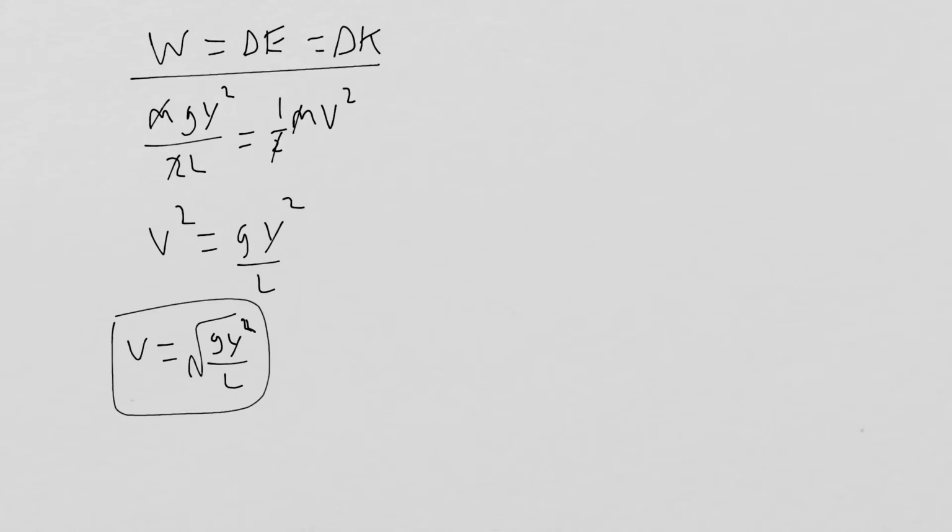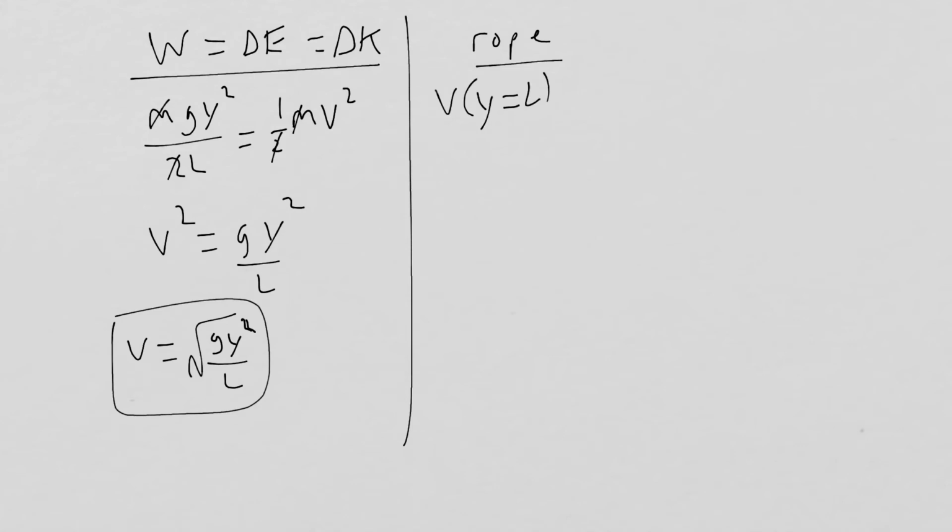Okay, so now part E. We allow our first system from part A and then the second system from parts B, C, and D to fall the distance L. And we want to know the relative speeds. So for the rope, this is v when y equals L. So we can plug that in as the square root of g L squared over L, which is the square root of gL, because one of those L's cancels.